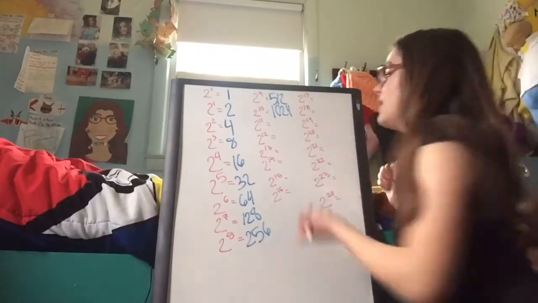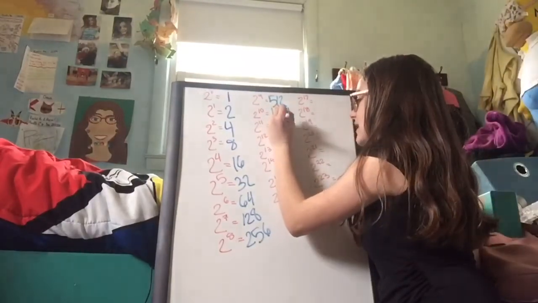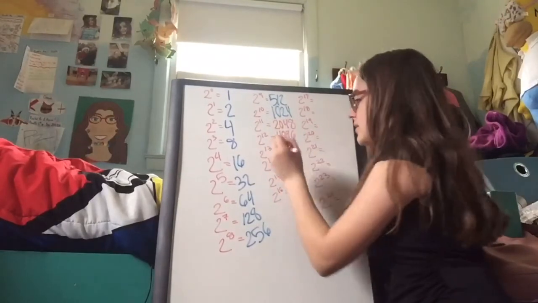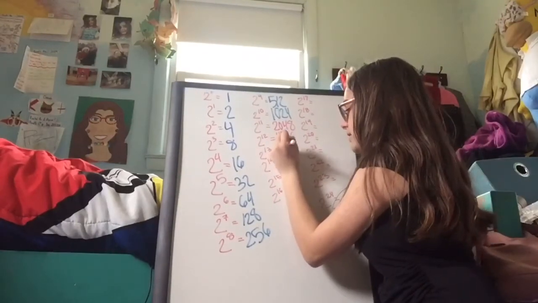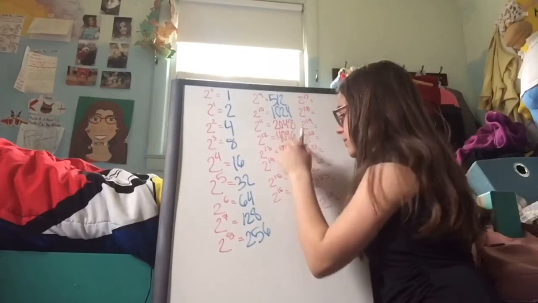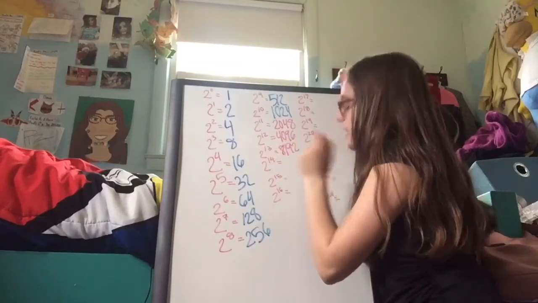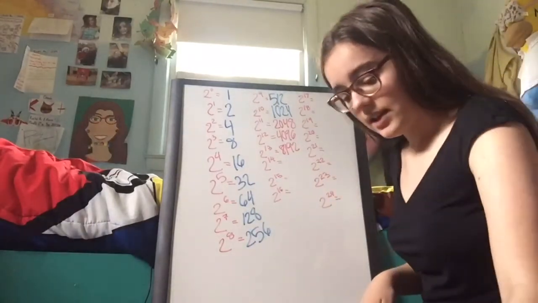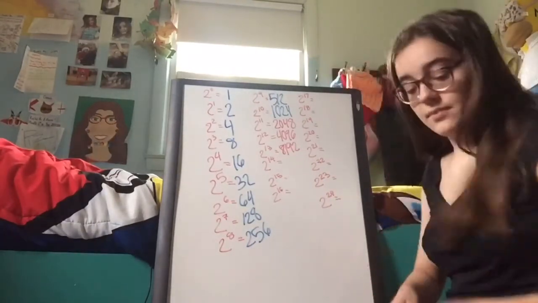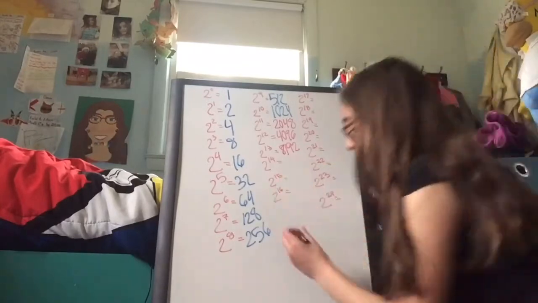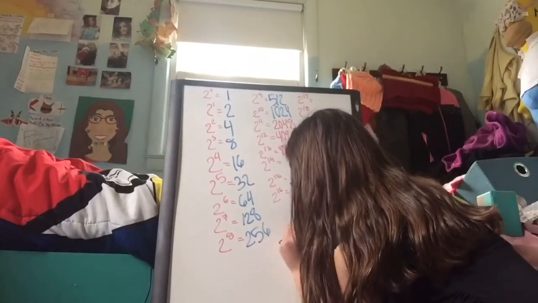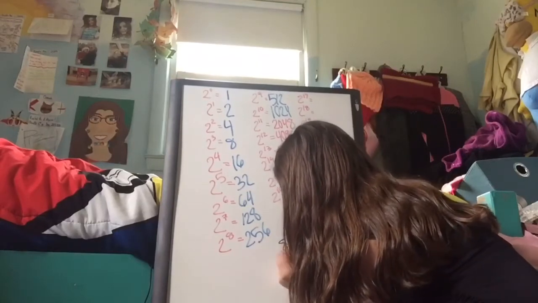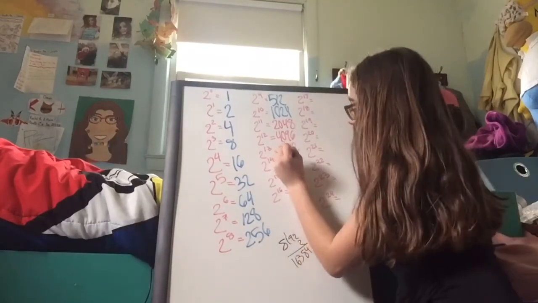2 to the 11th is 2048. 2 to the 12th is 4096. 2 to the 13th is 8192. 2 to the 14th is 8192 times 2, which is 16,384.